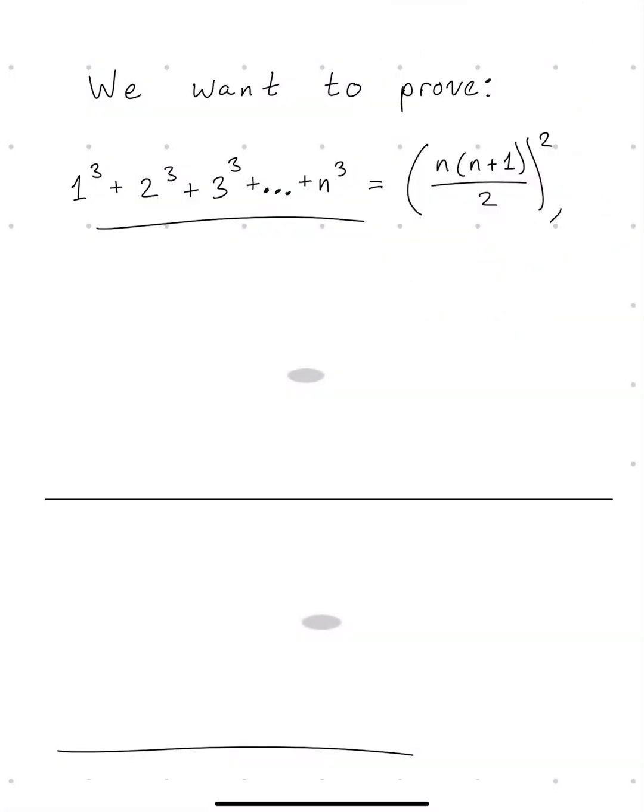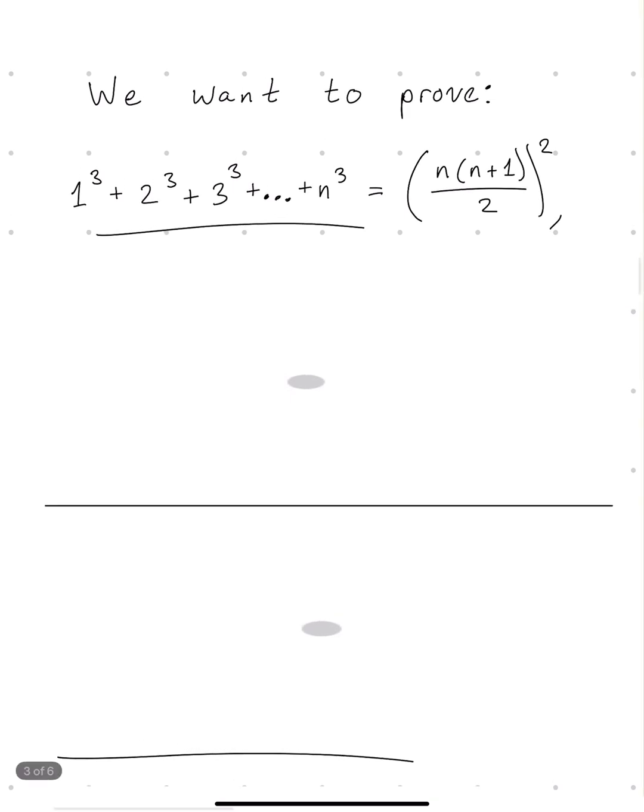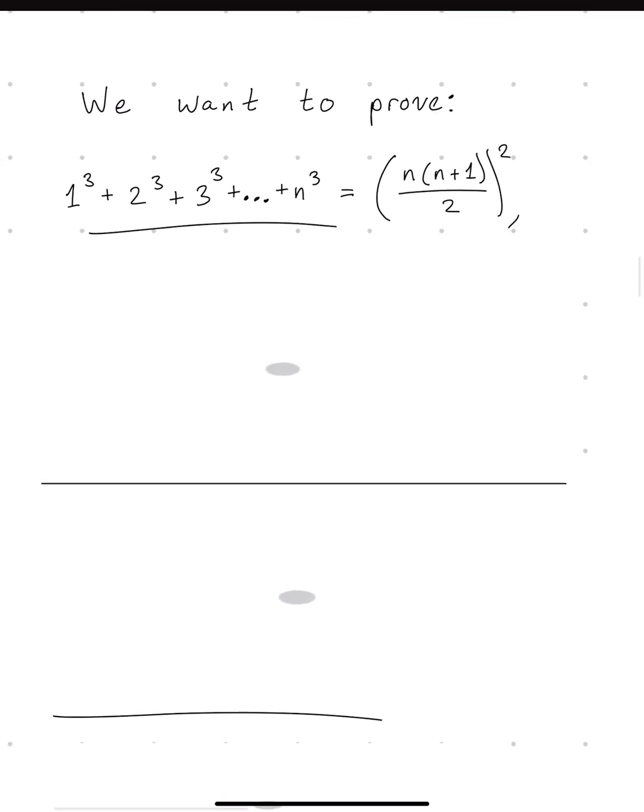Hello, everybody. This is Tim Niemeyer from Tim Niemeyer Academy, and today we are going to prove that 1 cubed plus 2 cubed plus 3 cubed plus ... plus n cubed equals n times n plus 1 all divided by 2, squared. So to start off, we're going to do this by induction, so let's define our proposition.